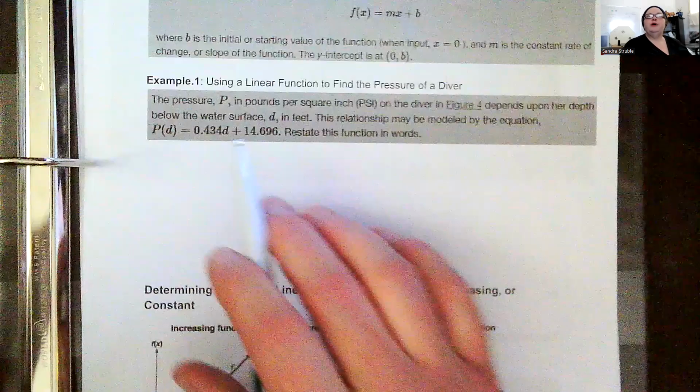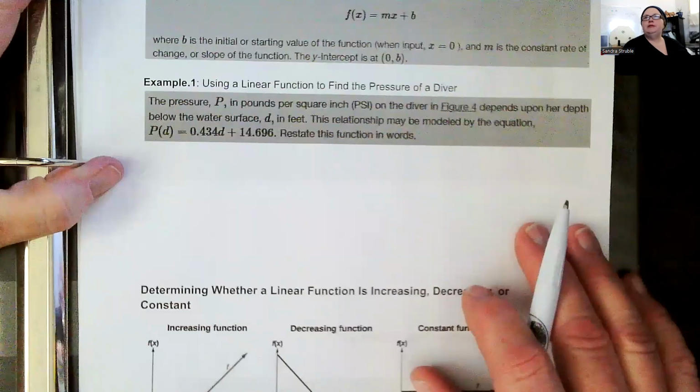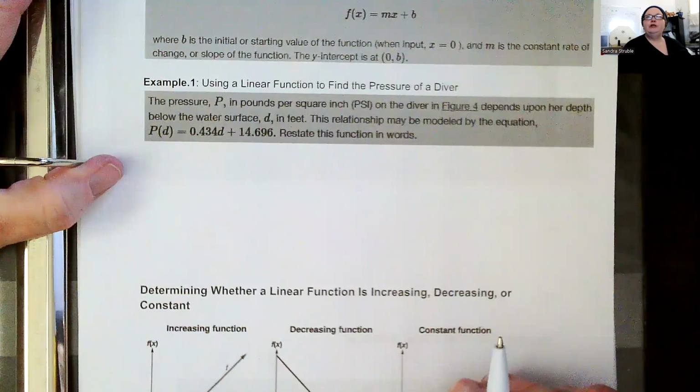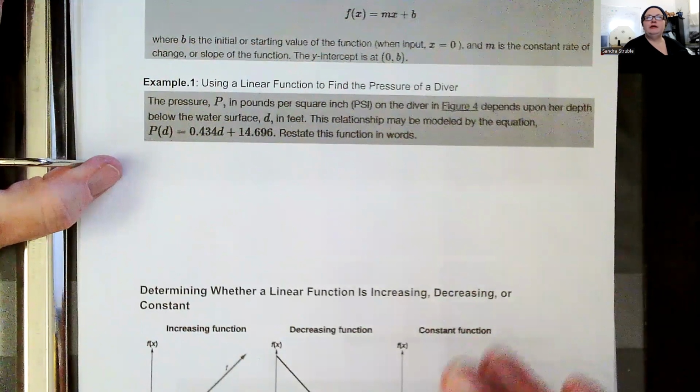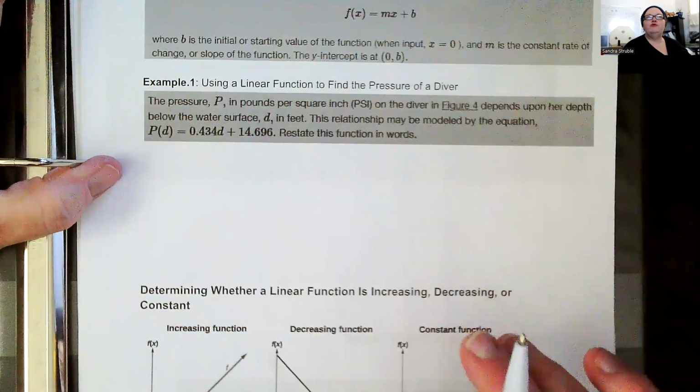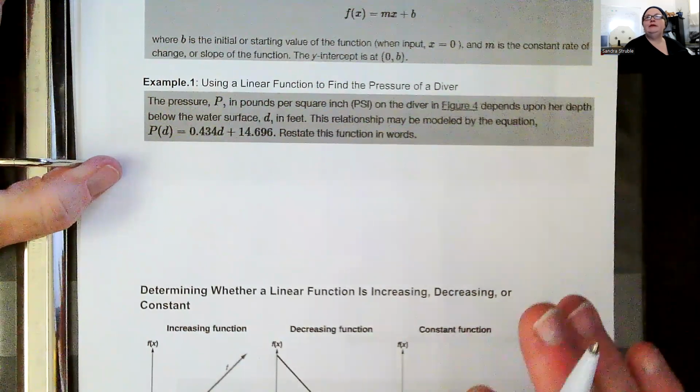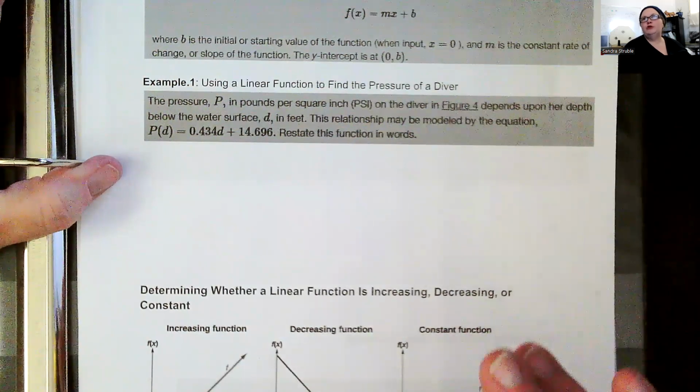The pressure P in pounds per square inch, PSI, on a diver in figure 4, which we don't have shown here, depends upon her depth below the water surface, D in feet. So this relationship may be modeled by the equation P of D is equal to 0.434 D plus 14.696. And they just want you to restate this function in words.